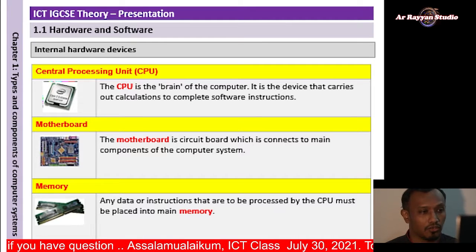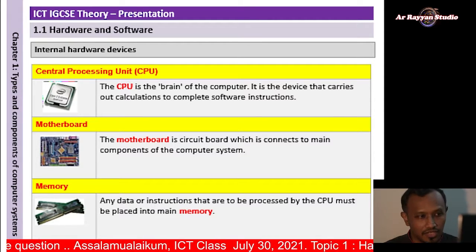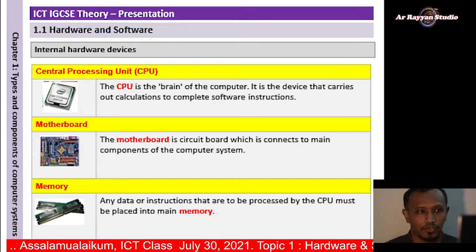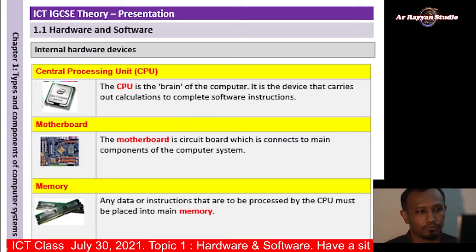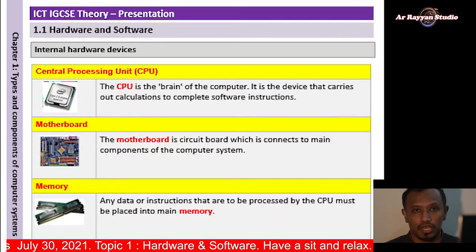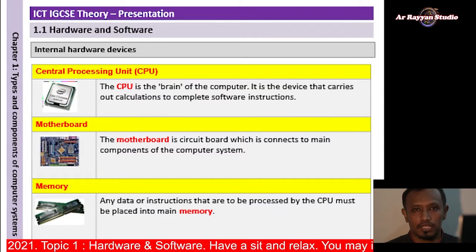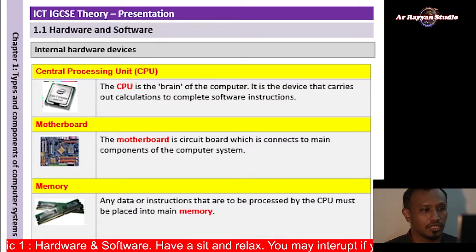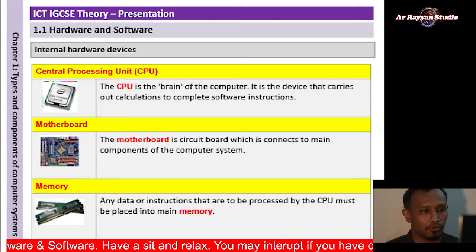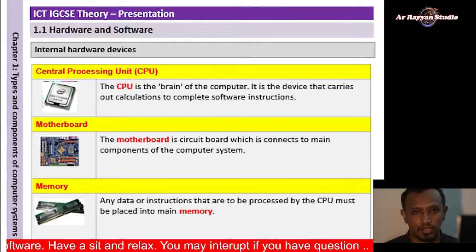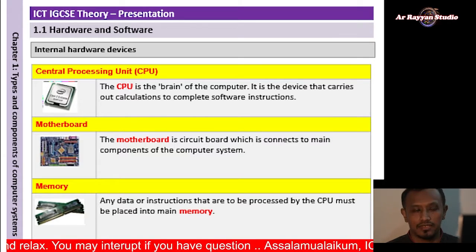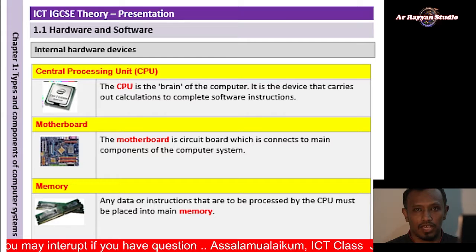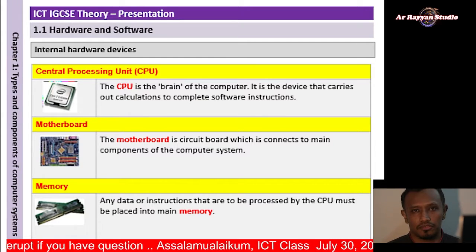Okay, next we have memory. Look at the picture here. The picture here is a RAM. We call it a RAM, right? Memory also has three types. We have main memory, we have secondary memory, and then we have third memory. Main memory is like this, RAM, and then we have ROM. For secondary memory we have the hard disk, and for third memory we have the USB drive and so on, right?